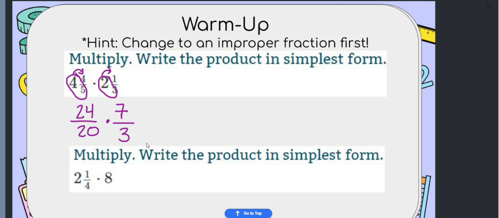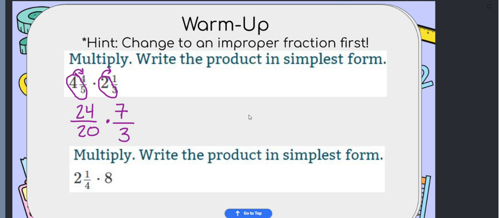Now remember what we talked about last week, multiplying fractions is the easiest operation to do with fractions. All you have to do is multiply straight across. You don't have to worry about common denominators or any of that. So going straight across here, 24 times 7.